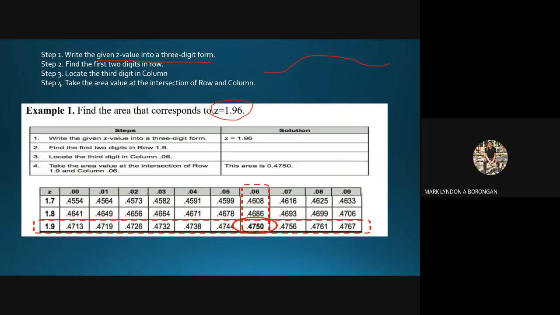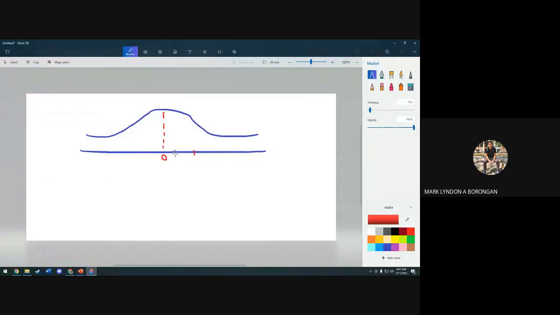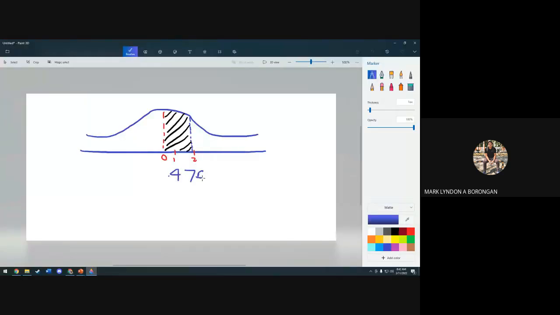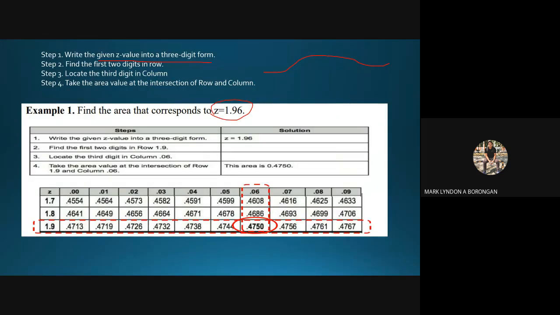So 1.96 is your z-score. It touches somewhere between 1 and 2, but close to 2. That is your area, the area of 1.96, which is equivalent to 0.4750. That is the area of your z.